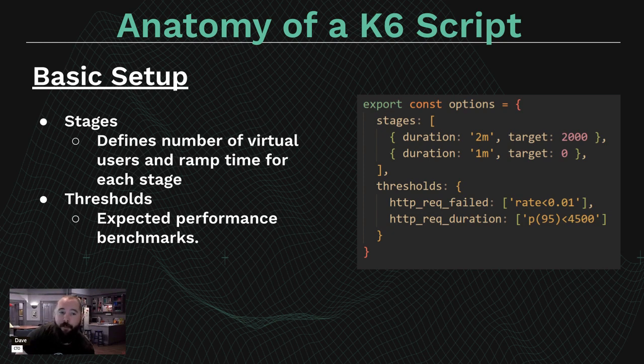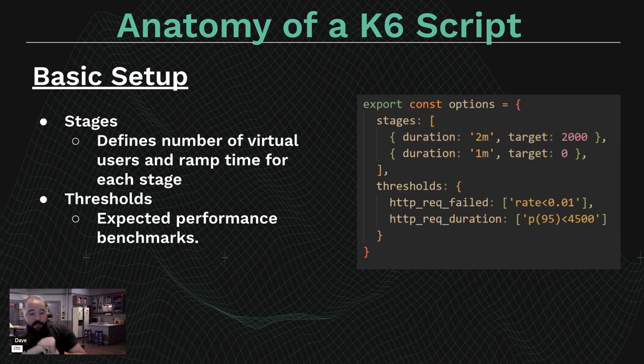There's a couple of basic things for setup. At minimum, you want stages, right? These define how traffic ramps up against your server. We set durations. You can see here in my example to the right, we have two stages. One is a 2-minute ramp up to 2,000 virtual users. Virtual users are what K6 considers threads. They all generate traffic, so this would be 2,000 concurrent users. And then we have a spin down stage of 1 minute, bringing this back down to 0 concurrent users.